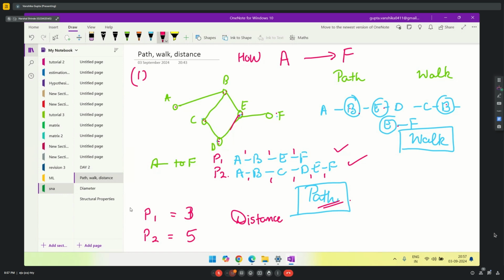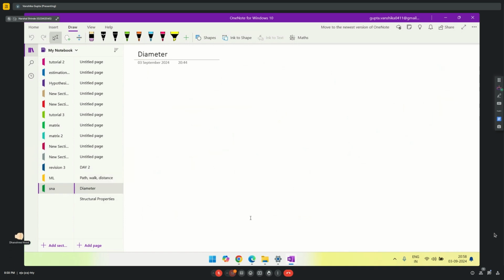Okay. Now let's move on to the next topic, that is diameter. Let's understand what the diameter is. I'll take 2 examples over here. The first example that I'm taking is, let's say this is one node. From here I have gone.